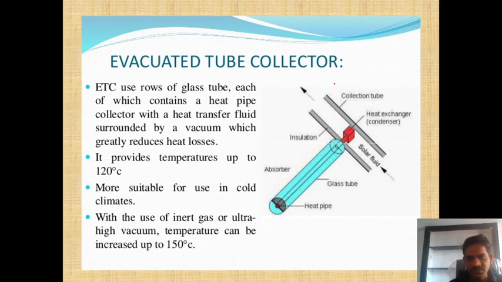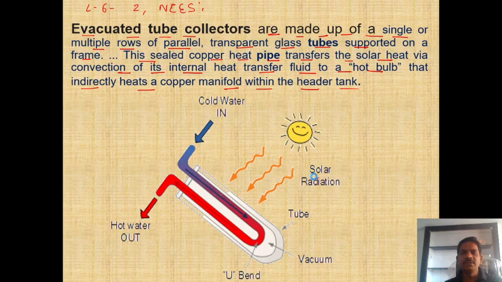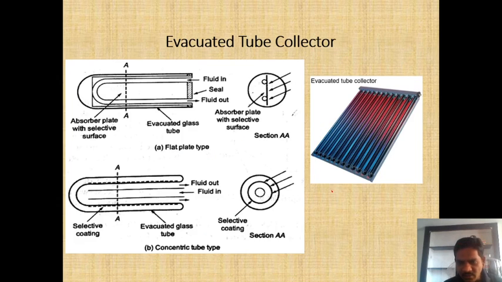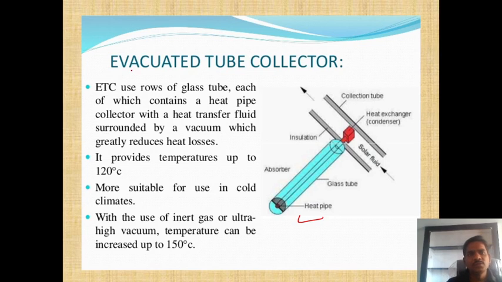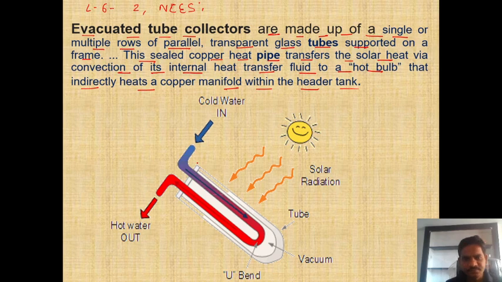If you consider this one, guys, this is called the evacuated tube collector. This is the diagram of the evacuated tube collectors. Generally nowadays all types of solar water heater systems use these evacuated tube collectors. Yes or no? Yes. So in evacuated tube collectors, if you observe the diagram, what are the components?